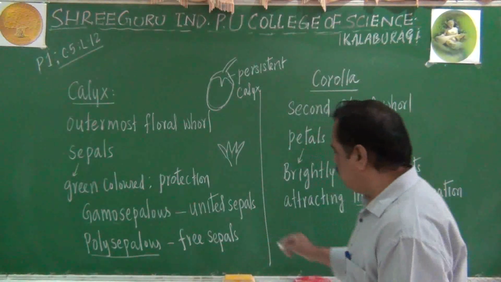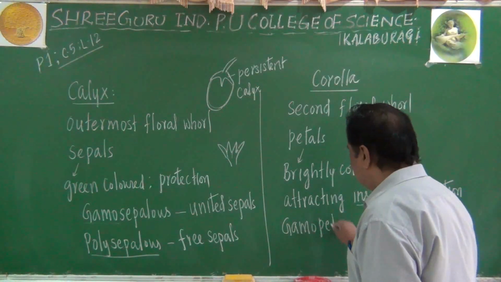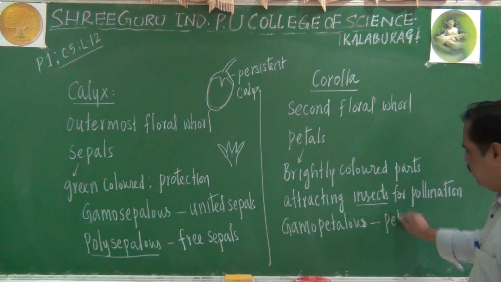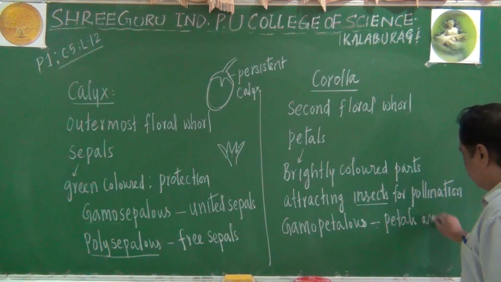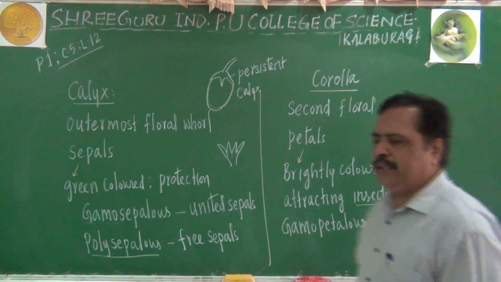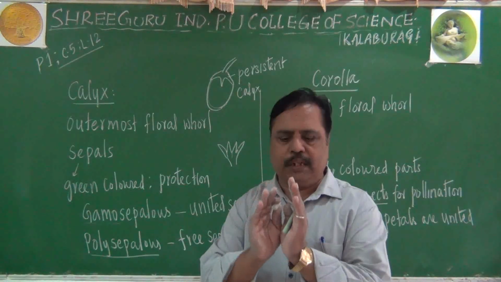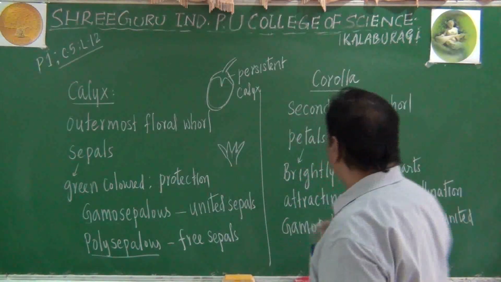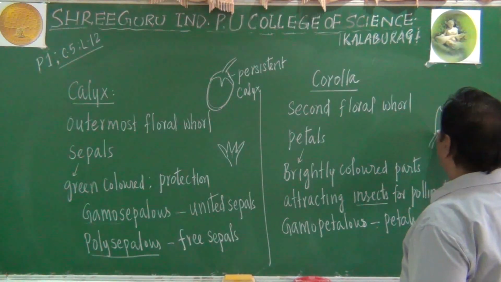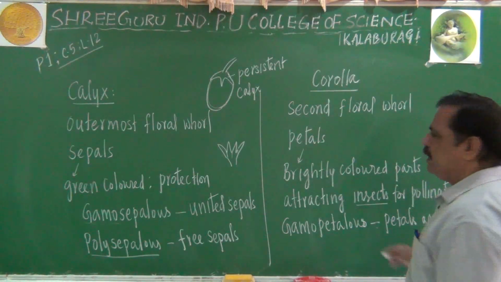Here we also come across two terminologies. Gamopetalous condition, where petals are united. When the petals are united, it is called gamopetalous condition. Plants like datura, which produce a hibiscus-like flower but white in color, you might have observed. The petals are all united like this. They cannot be taken apart.